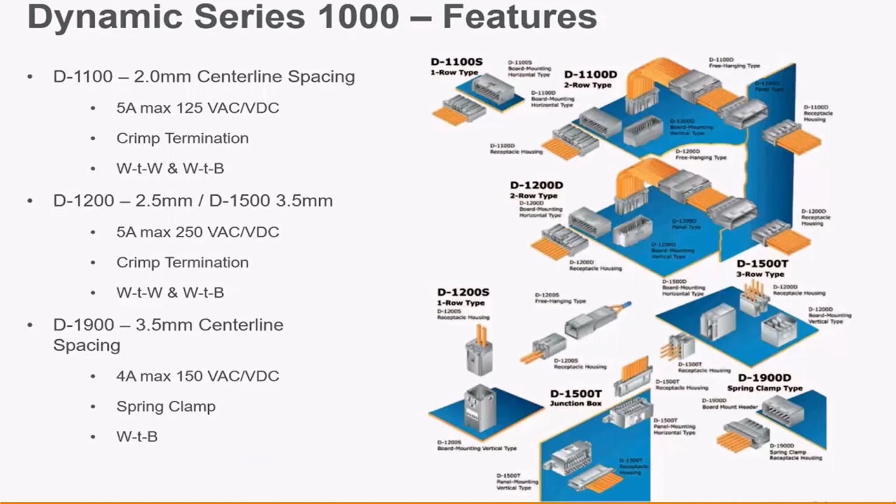Moving to the D1200, note that the centerline spacing is 2.5 mm. For the D1500, it increases to 3.5 mm, and the D1900 shares the same 3.5 mm centerline spacing as the D1500. However, differences exist in voltage and current carrying capacity. The D1900 has a lower capacity of 4 amps compared to the 5 amps of the D1200. An additional noteworthy feature for the D1000 series is the plating options available, gold and tin.